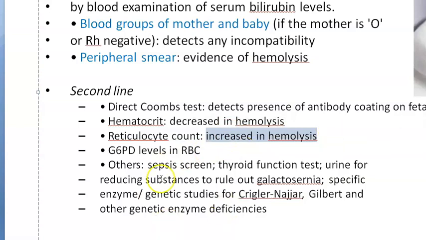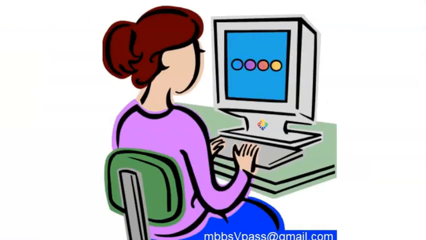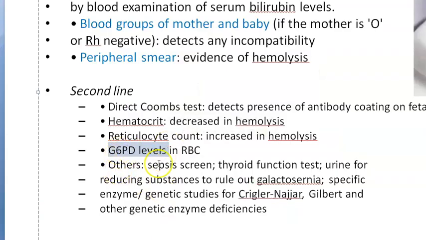This will increase in hemolysis because the body is trying to create more. Okay, G6PD levels in RBC, because G6PD deficiency again will lead to hemolysis. Hemolysis will lead to what? Bilirubin more, which will lead to jaundice. Jaundice more will lead to what? The developing nervous system can get affected. Yes. Okay, so G6PD levels you will check.